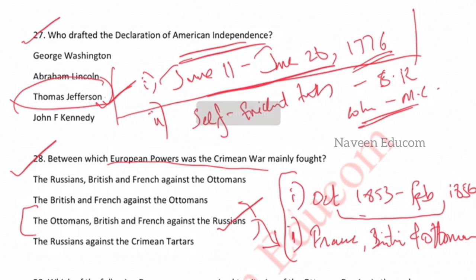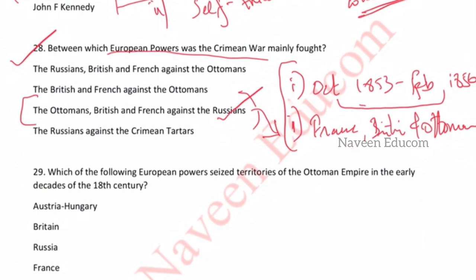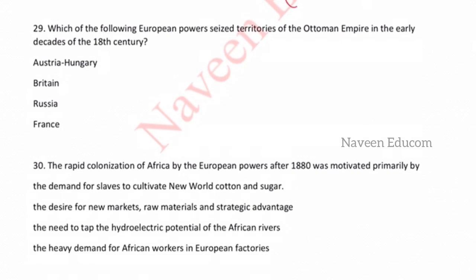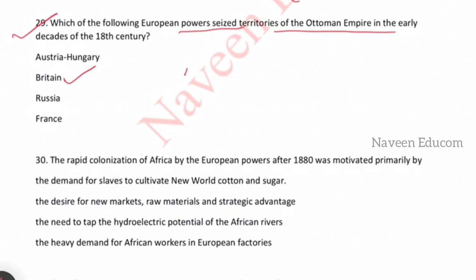Coming to the next question, question number 29. Which of the following European powers seized territories of the Ottoman Empire in the early decades of the 18th century? The answer is option B, Britain. Coming to the next question, question number 30.